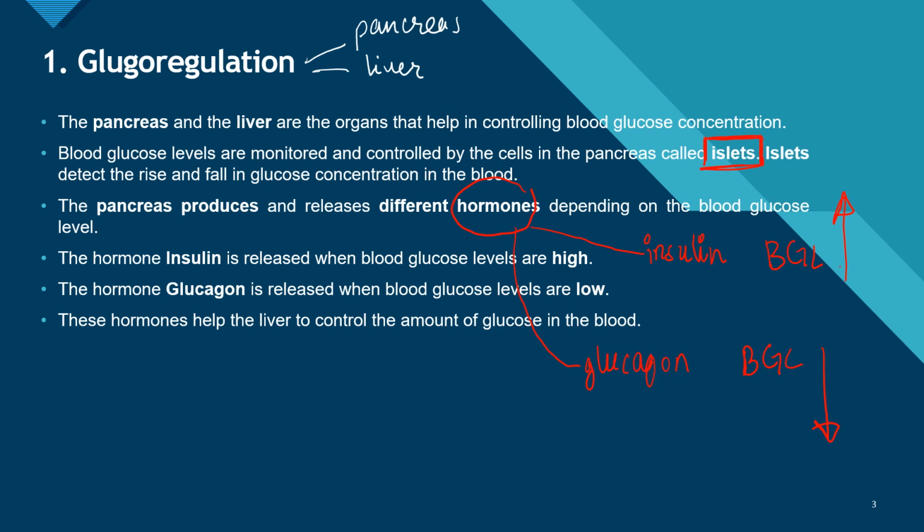So whenever the islets detect a rise in the blood glucose level, they release insulin. The insulin helps in stabilizing the blood glucose levels. The same with glucagon. When they detect that the blood glucose level is very low, glucagon is released to stabilize the blood glucose levels.